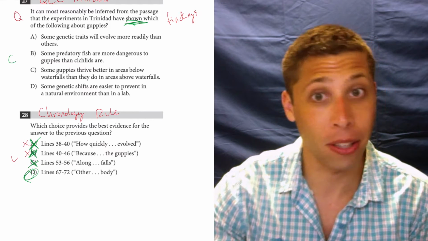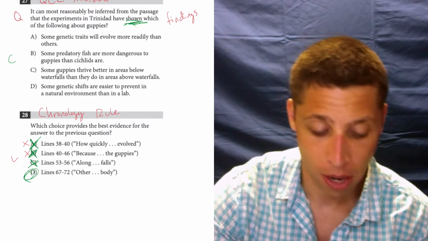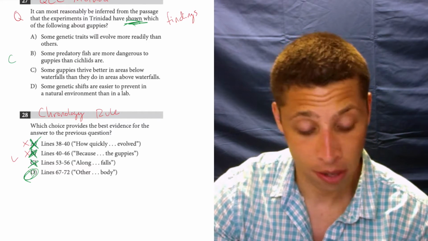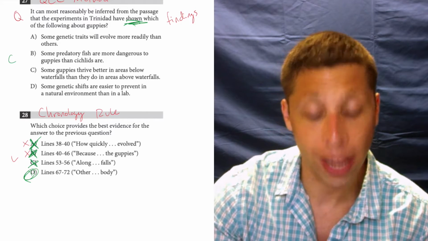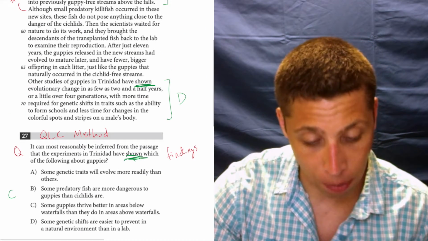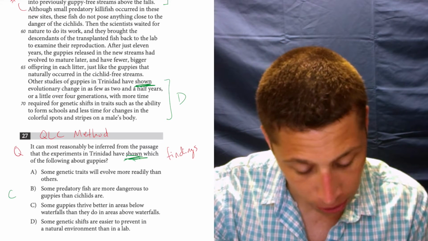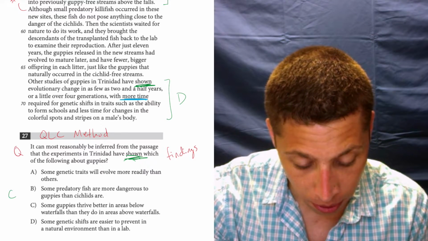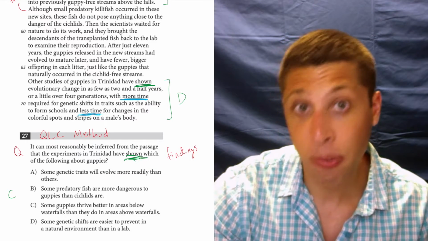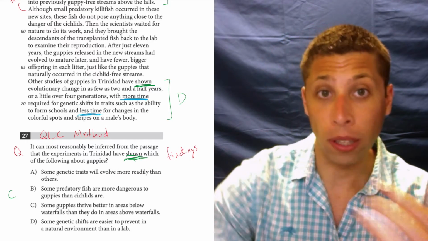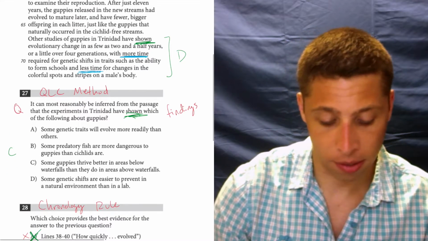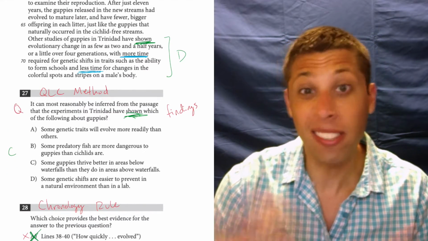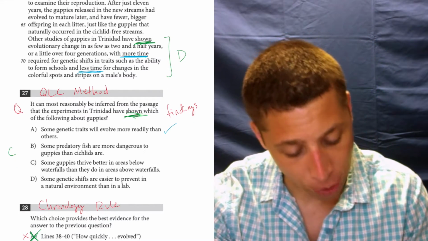I can go back to those lines and try to understand them better. Some genetic traits will evolve more readily than others. Well, they do talk about, let's see here, some required more time and others required less time, so that seems to match up with more and less readily, right? That means kind of like easily. So that seems to match.